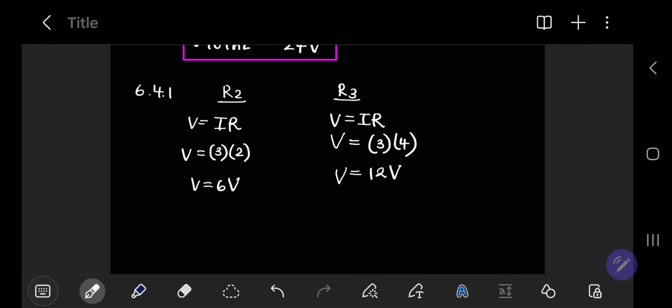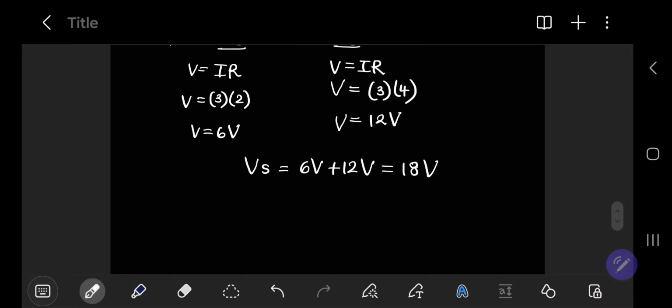Okay, so here's what I get. On resistor 2, using V is equal to I times R, where current is 3, resistance is 2, I get voltage as 6. On resistor 3, using V is equal to I times R, where current is 3, resistance is 4, I get 12. I'm now going to combine these two to get V series. So 6 volts plus 12 volts is going to give us 18 volts.